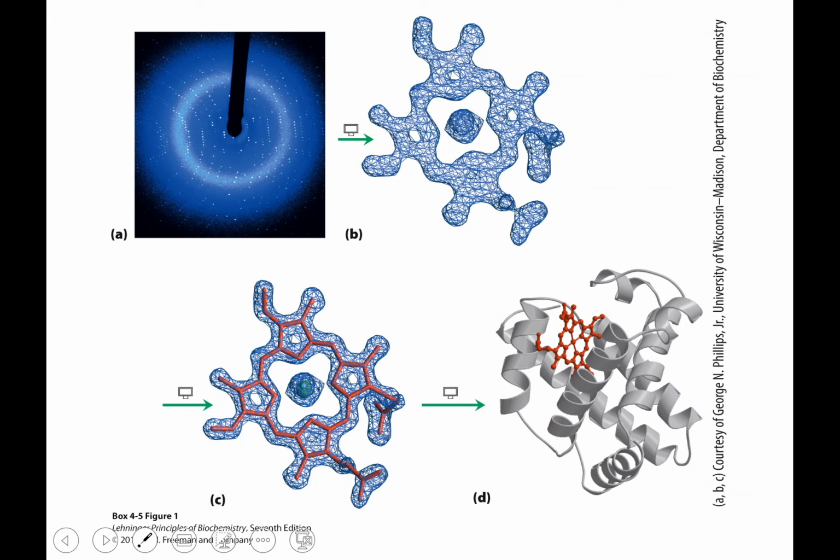And here's the figure from the book that just shows you kind of the steps in this. You get a diffraction pattern that's used. A computer program will give you electron density based on that diffraction pattern, and then you can fit into that electron density your certain amino acids, or in this case it looks like the heme group, and then the iron in the center there of this heme. Okay.